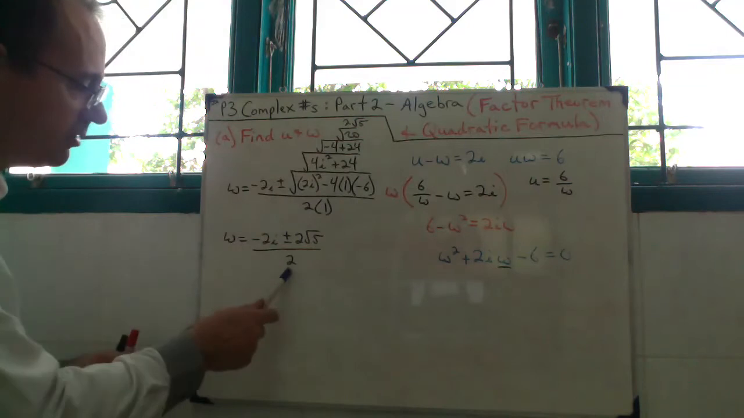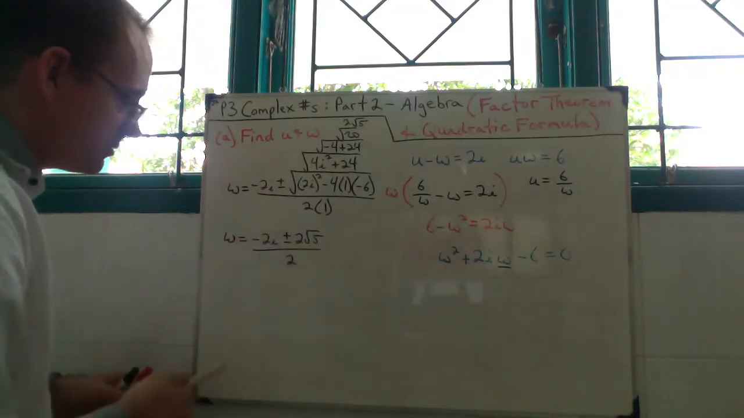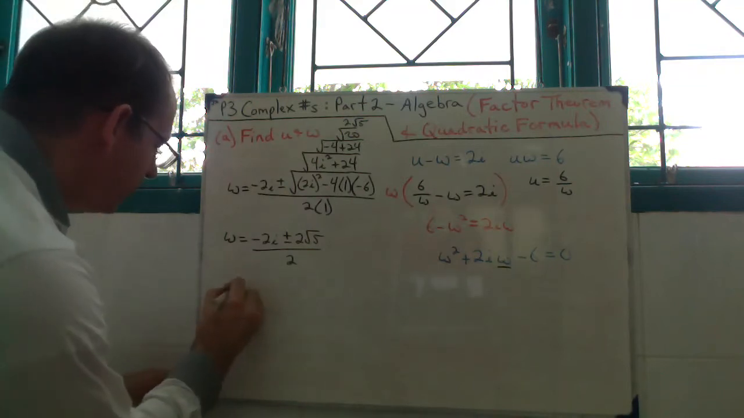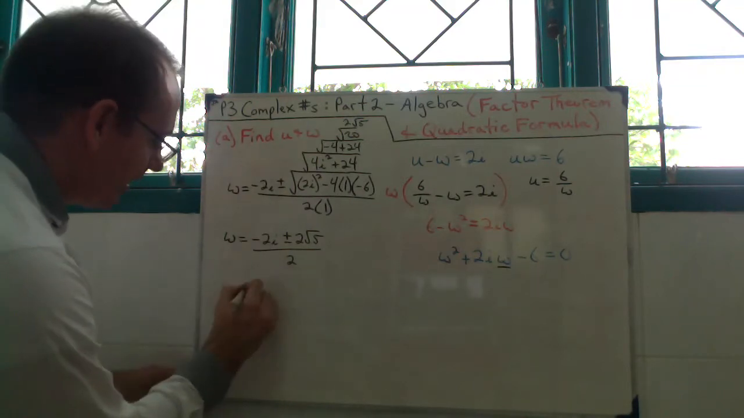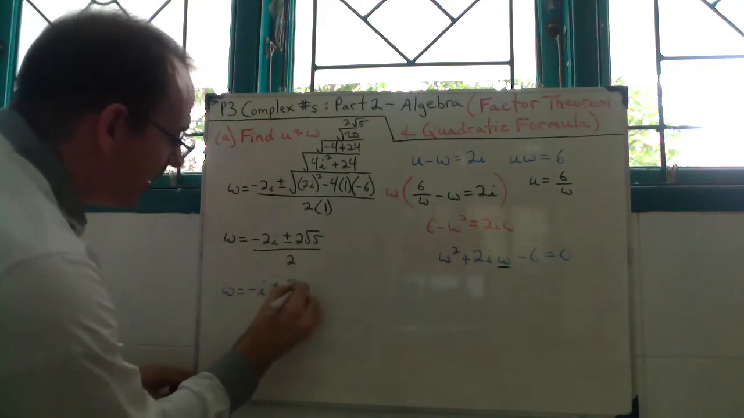Now we can distribute this 2 through our division, because division distributes through our add and subtract. And so we get w equals now a negative i plus or minus root 5.